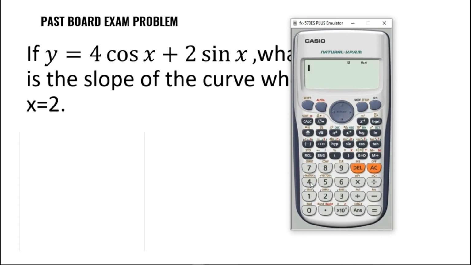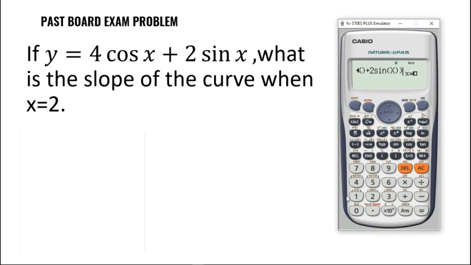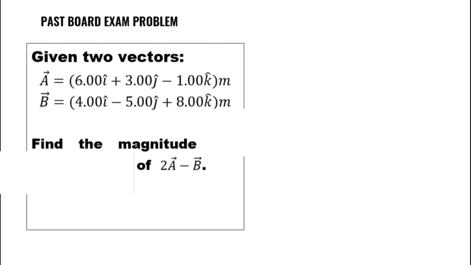So number 4. Then input na natin siya guys. So we have here shift integral, then input the function. So 4 cosine, so alpha x. So we have here plus 2 sin x. After you input guys, i-check natin yung parentheses. Lagay natin yung specific value. We have here 2, as 2 is equal to x. Then we have here 4, negative 4.469.